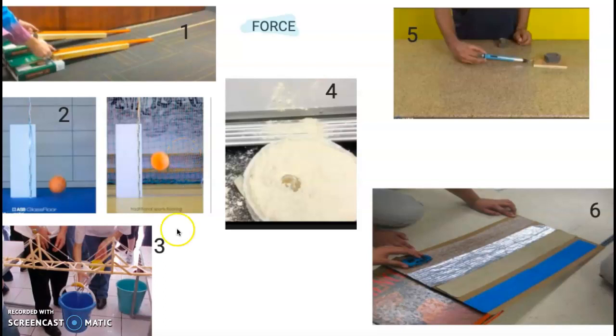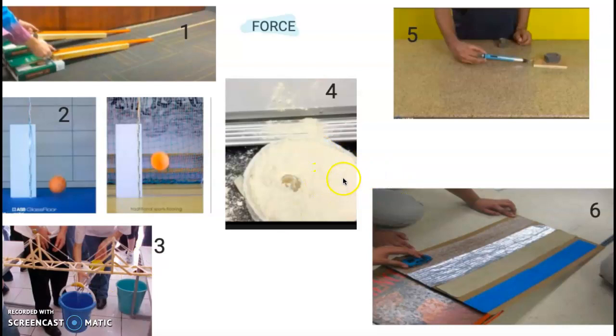Okay. Look at picture number 3 right here. You have a bridge, and then they are adding mass to the bucket right here. So the investigation would be how much force, which is the mass, right, the force of gravity, how much force is needed to break the bridge? How much force is needed to break the bridge?